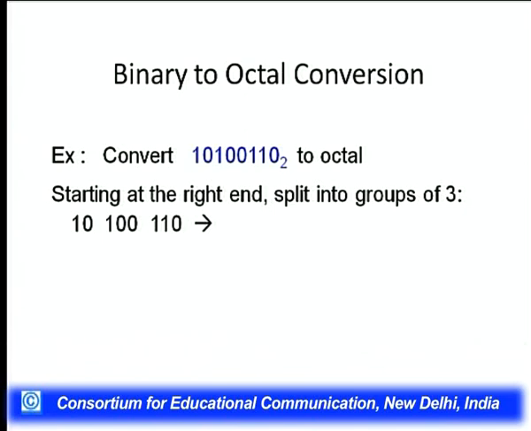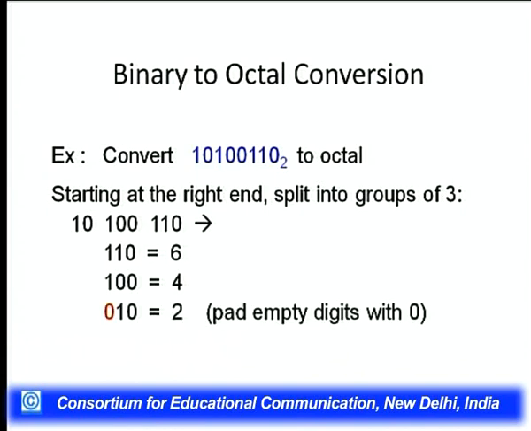Because the leftmost group you can see here is 10, a preceding 0 can be inserted for understanding and clarity. So, 110 is equivalent to octal number 6, 100 is equivalent to octal number 4, and 010 is equivalent to octal number 2. In this case also the empty digits can be padded with 0 for more clarity. So, the binary number that we see here is actually the octal number 246.